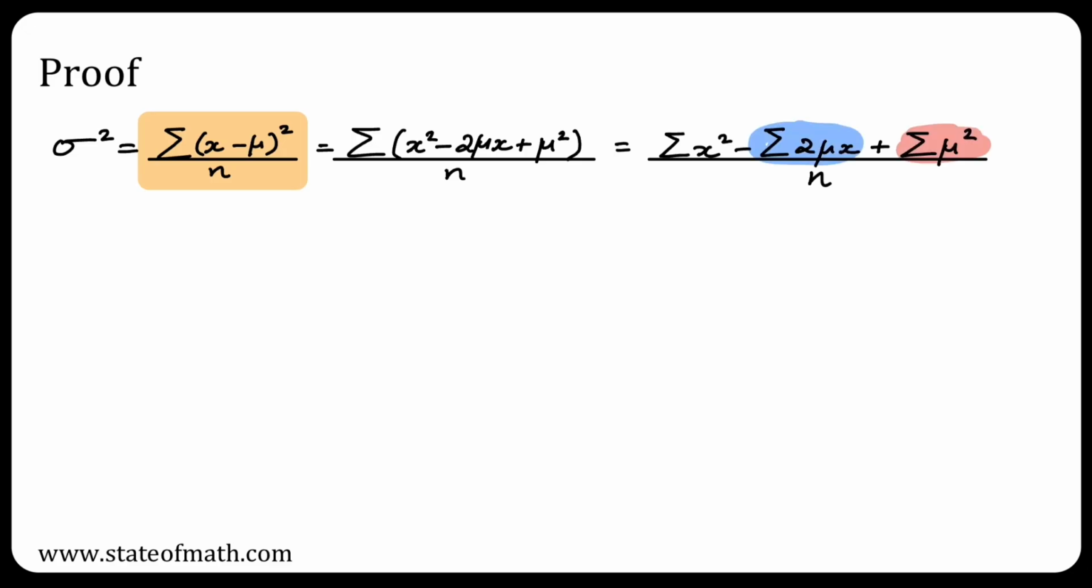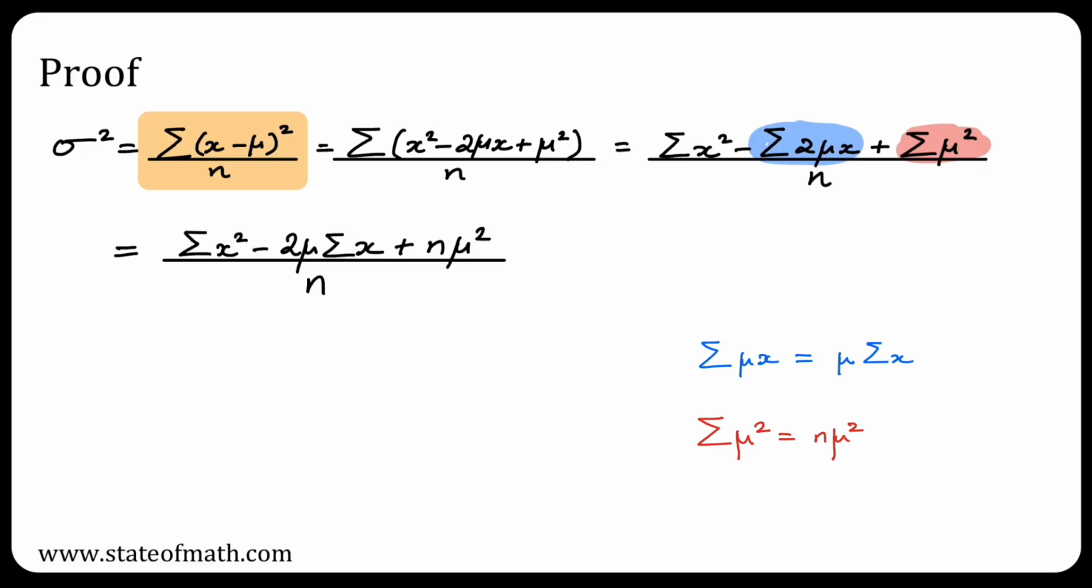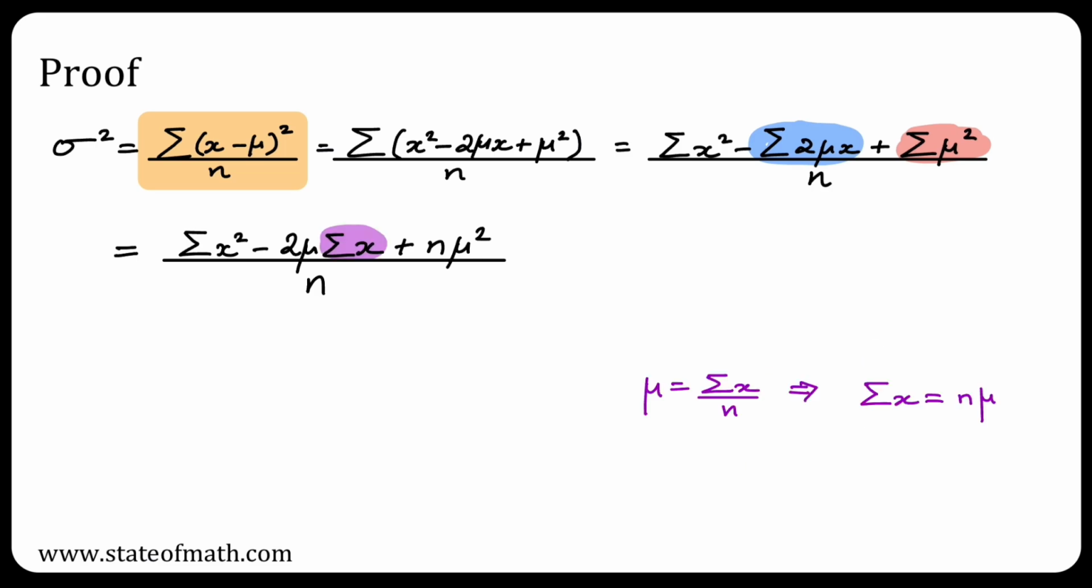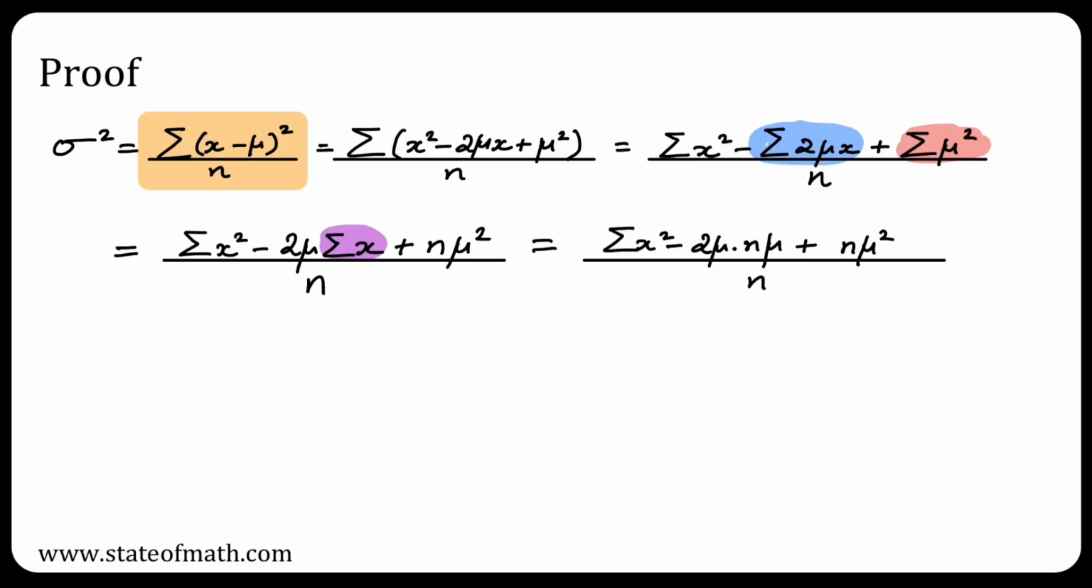Let's rewrite these using the results of the previous page to get sum of x squared minus 2 mu sum of x plus n mu squared all over n. Next, I will use the third result of the previous page. The middle term now will be 2 mu times n mu, which I will simplify.